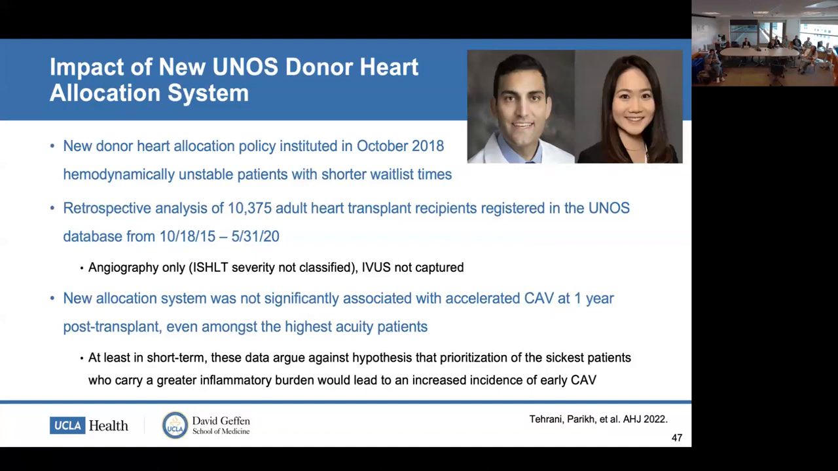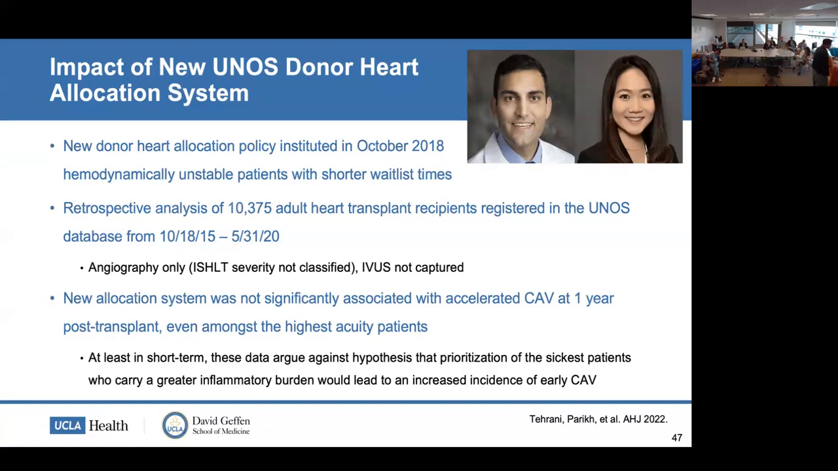And this paper looked at the new donor heart allocation policy that was instituted in October 2018. Basically that allocation policy change was to favor more hemodynamically unstable patients with shorter waitlist time. There was a retrospective analysis of a little over 10,000 patients from the UNOS database over the time period of the allocation policy change. And again, one of the caveats is that the UNOS database only captures angiographic data, and it doesn't capture severity, so it has its issues in terms of granularity.